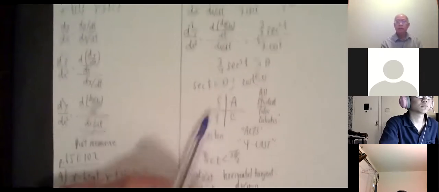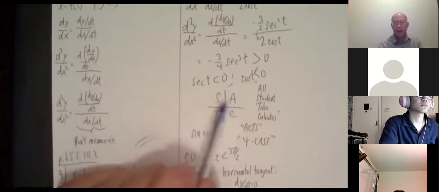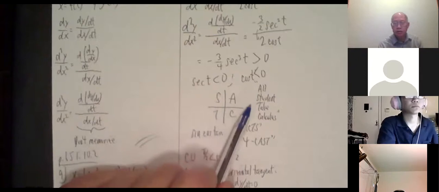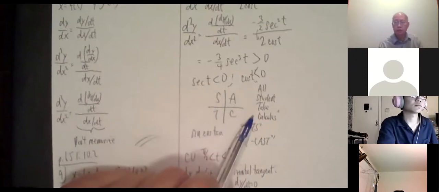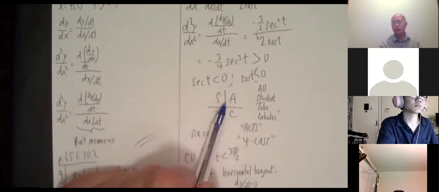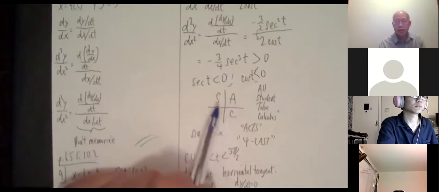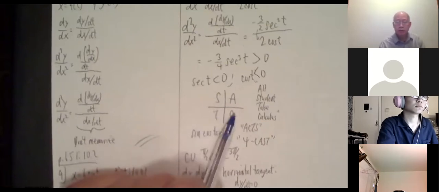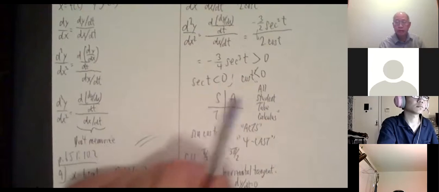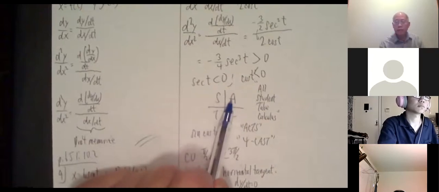Quadrants 2 and 3. I don't know if you've ever seen this before, ASTC, all students take calculus, which is not a true statement, of course, but that's supposed to be the memory trick back in trig. Maybe your trig teacher taught you this. What does that mean? Between sine, cosine, and tangent, it tells you in the 4 quadrants which ones are positive. Okay, first quadrant, they're all positive.